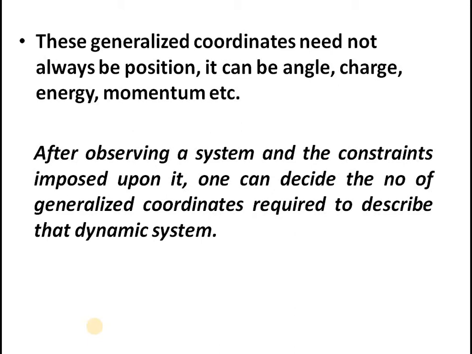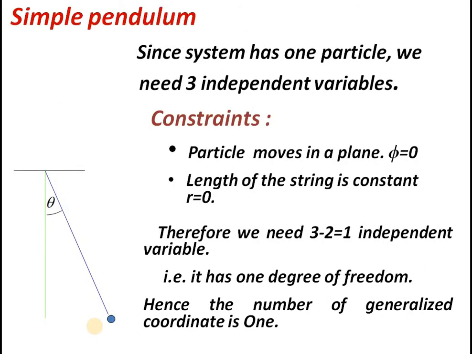So what we do, after observing a system and the constraints imposed upon it, one can decide the number of generalized coordinates required to describe the dynamic system. This is a usual procedure that we will do in many mechanical systems. For the simple pendulum, we already discussed how generalized coordinates are fixed, as mentioned here. Certain coordinates are taken as constraints that can be eliminated, and finally we got 3 minus 2 equal to 1. So the number of generalized coordinates required is 1. It is an elaboration of the previous stage. That is all.